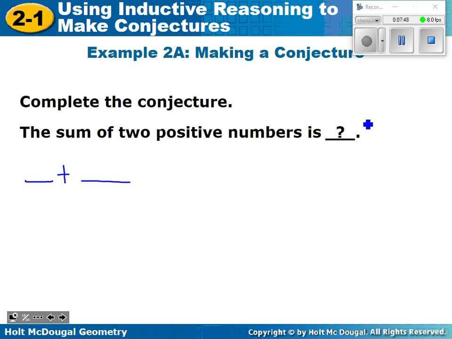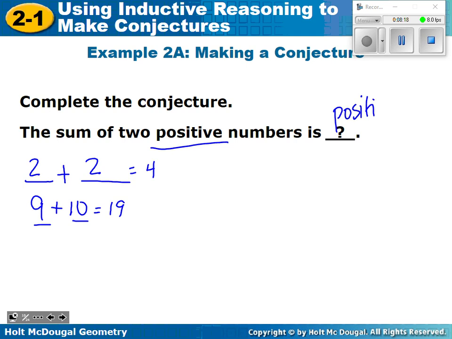If you're not sure, make up some examples. Give me two positive numbers. 2 plus 2. Give me some different numbers. 9 plus 10. So we've got 4, we've got 19. So maybe you thought the sum is always even. Is that true? No. Maybe you thought the sum of two positive numbers is odd. Is that true? Not always. So the one thing that is always true is that the sum of two positive numbers will be positive. Okay, don't make this hard. Don't try to write me a paragraph. Just fill in the blank with a word. Okay? Don't make it too descriptive or too specific.